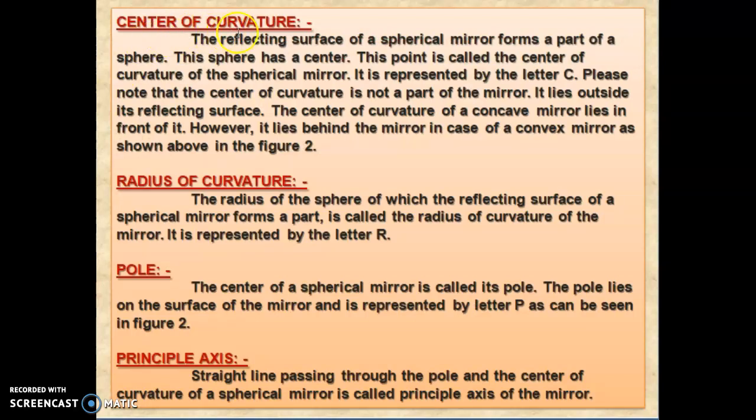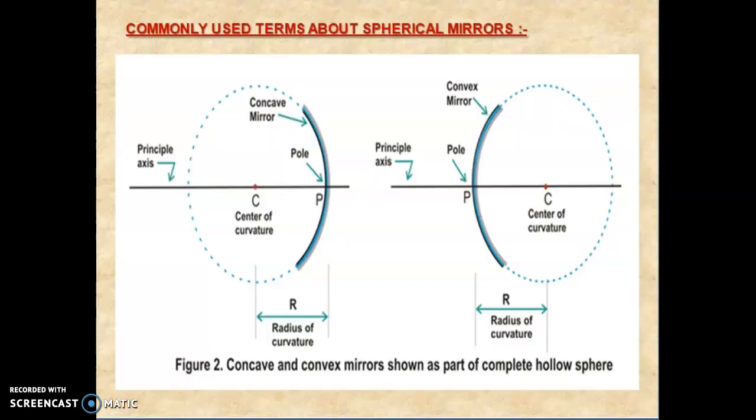First one, the center of curvature. The reflecting surface of the spherical mirror forms a part of a sphere. This sphere has a center, and this point is called the center of curvature of the spherical mirror, and it is represented by the letter C. Now see this one. This is a sphere, and the sphere will have a center part, which we call C. This center part we call the center of curvature, and it is denoted by the letter C.